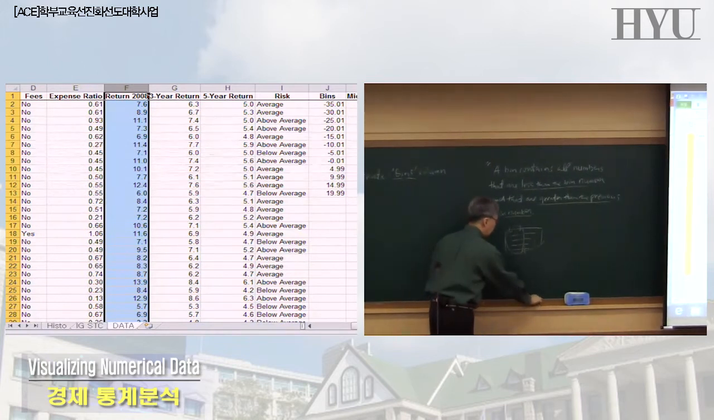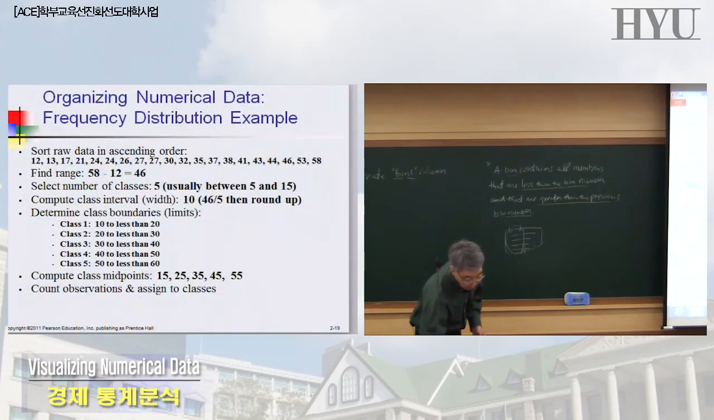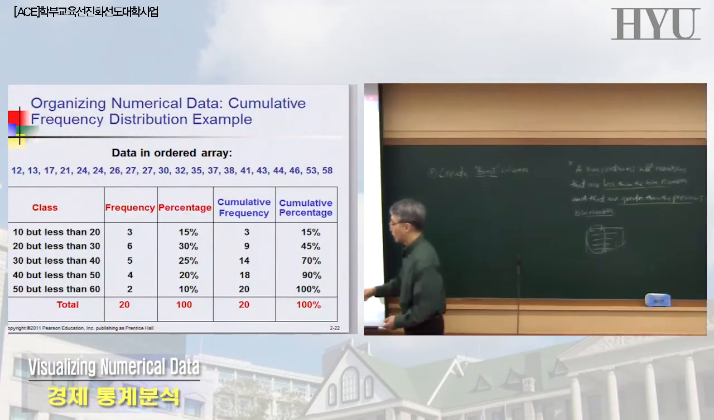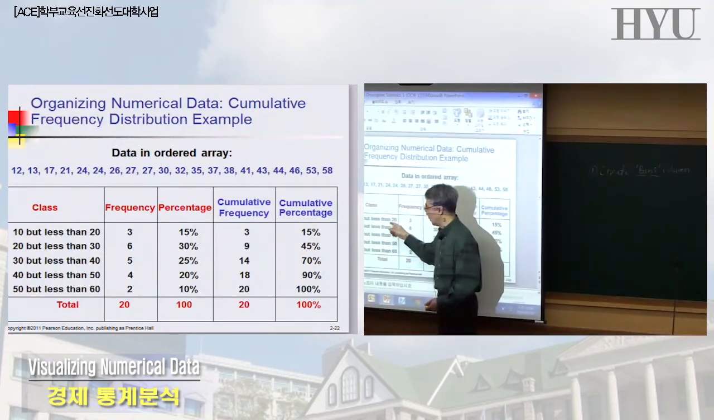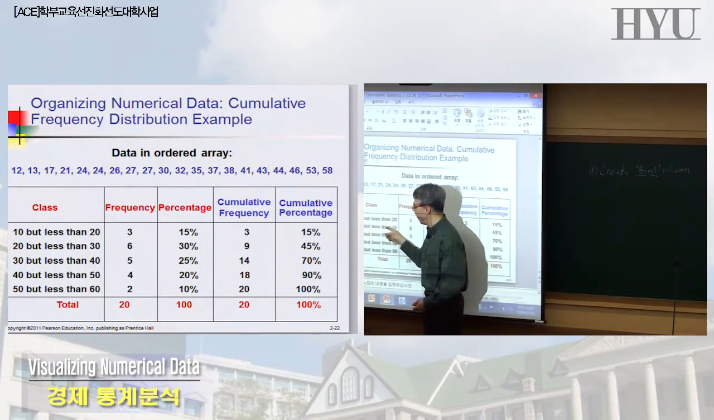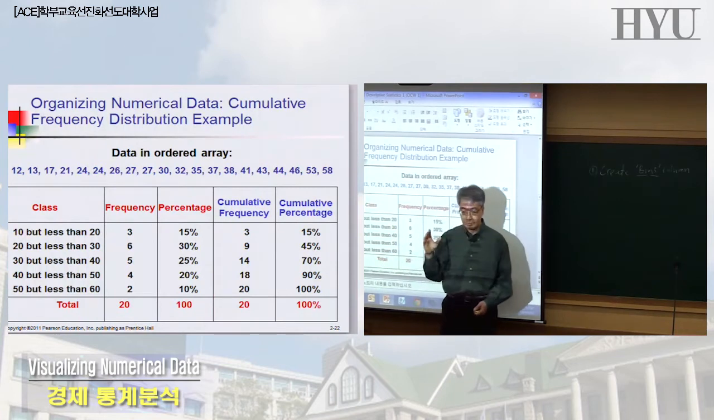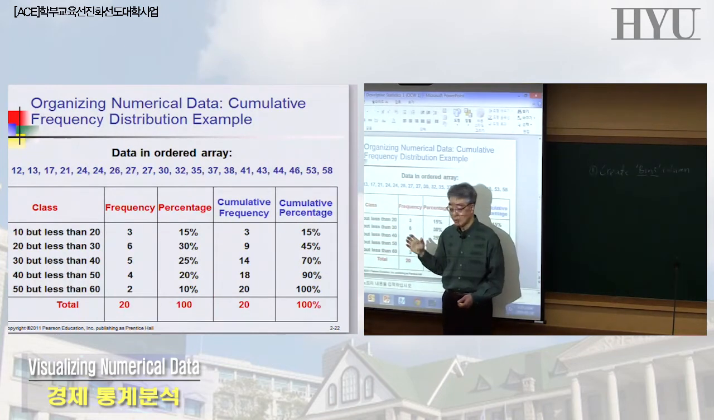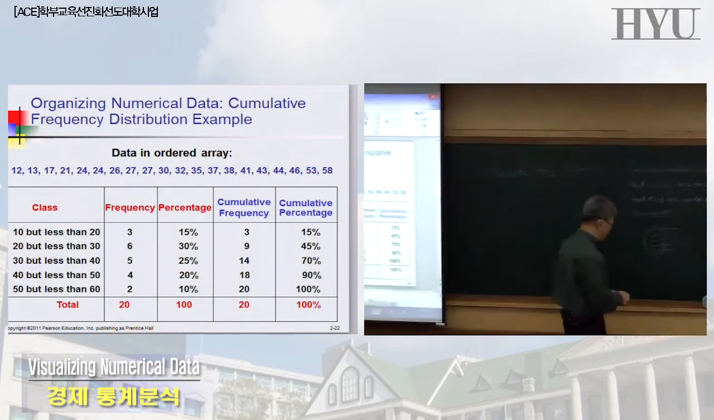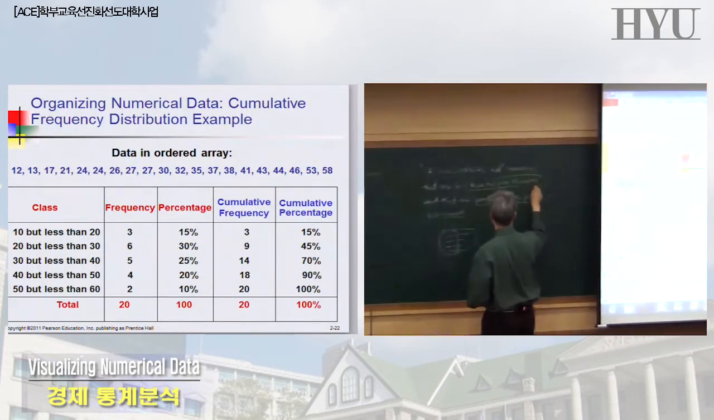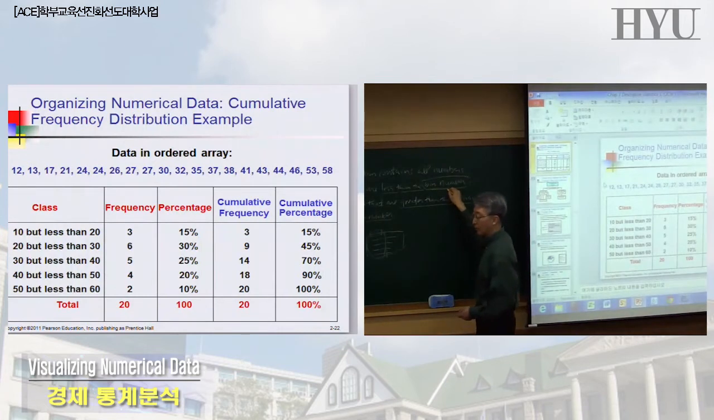So that's exactly the same idea here, because if you go back to the table, it says 10 but less than 20. So it includes 10, but it does not include 20. Includes 20, but does not include 30, right? So the upper limit has to be slightly less than this number. So the bin number, apparently here, is the upper limit for each class, right?